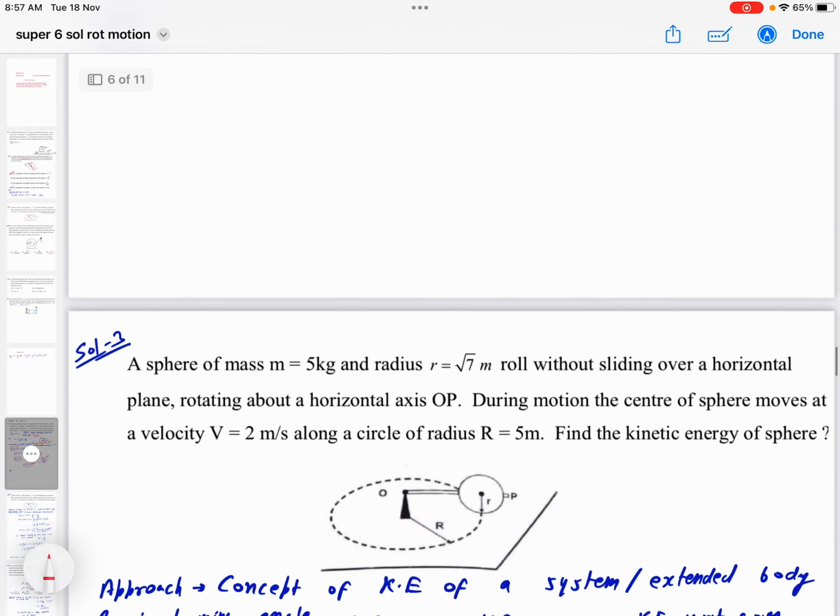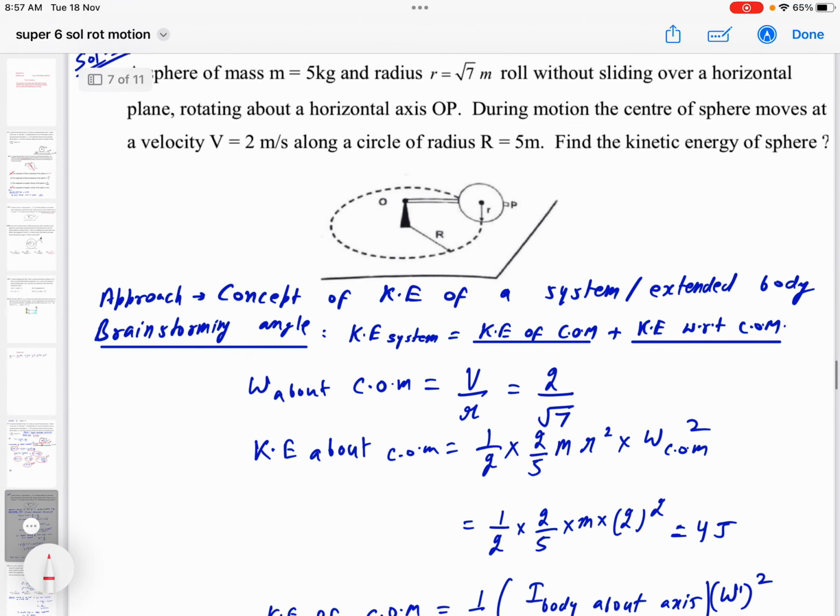for any extended body or system, we know how to find the kinetic energy. The concept of kinetic energy of a system or extended body is the kinetic energy of the center of mass plus the kinetic energy with respect to the center of mass. So now omega about center of mass, first of all we can write, because this point that's moving with velocity v, the lowest point is at rest. So omega about center of mass we can write 2 by root 7.